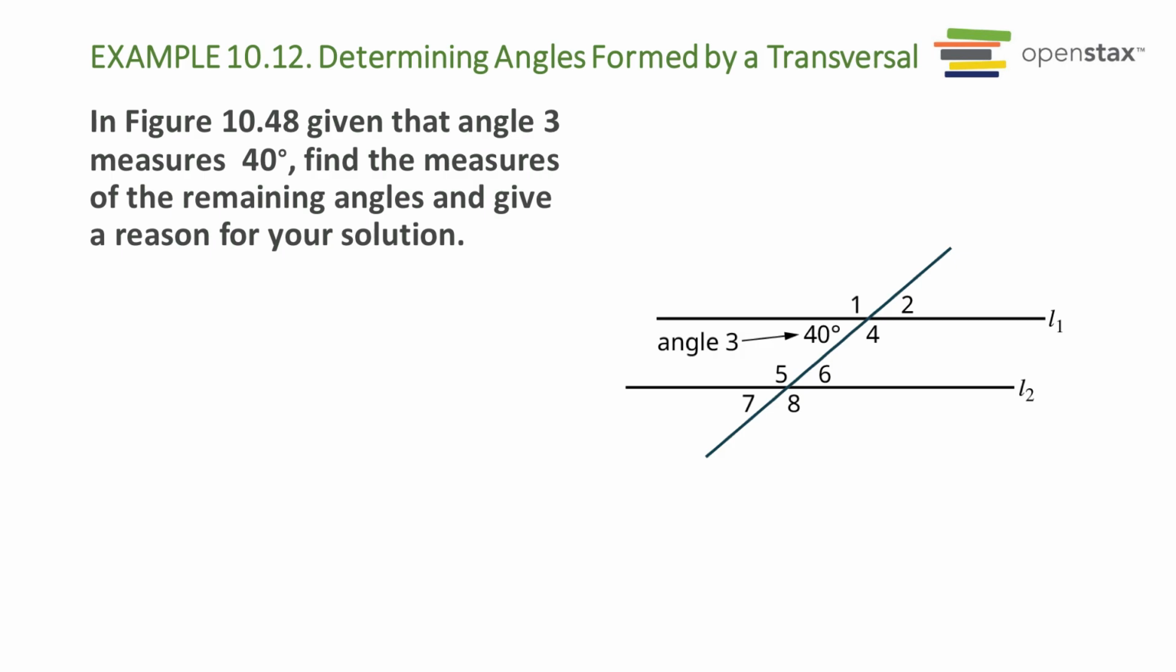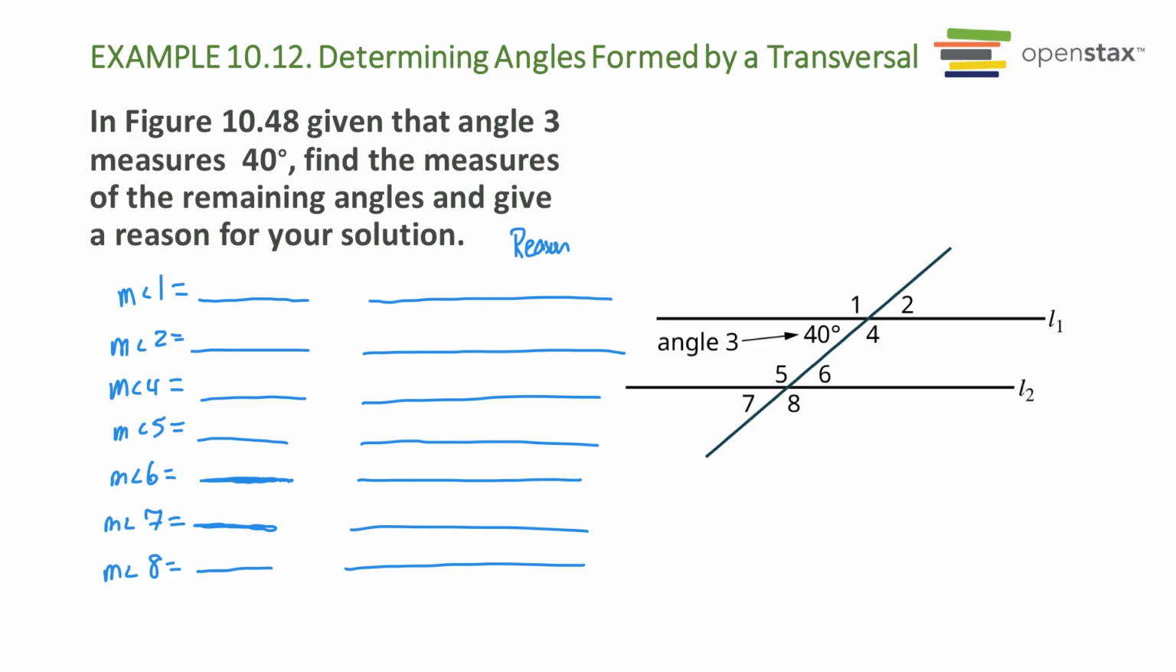Now here's one that uses the transversal. So we want to find the measure of the remaining angles and give a reason for our solution. So I'm going to go ahead and write in the measure of angle 1 is equal to, and I'm going to put over here, this is going to be my reason, and then the measure of angle 2. And I'm going to pause the video while I fill this in. All right. So over here on the left, we're going to figure out the value, and on the right, we're going to give the reason.